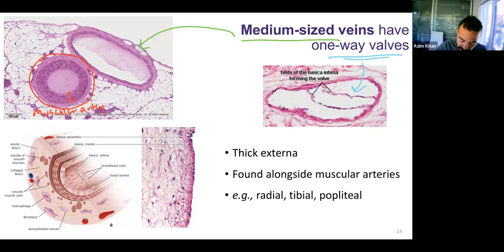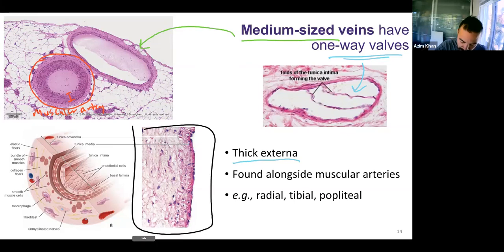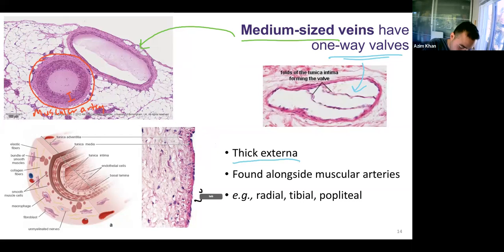Veins have a relatively, proportionately large externa. In this histology here on the bottom center, the lumen would be right here. You have your tunica intima, a small media, so there isn't a whole lot of elastic tissue or smooth muscle comparatively. And then tunica externa is very big. Lots of reinforcement.